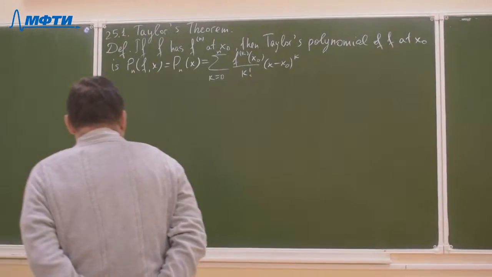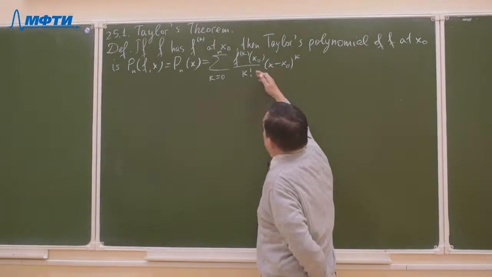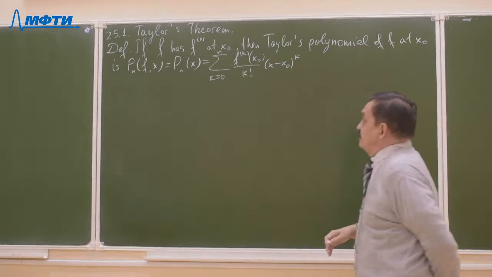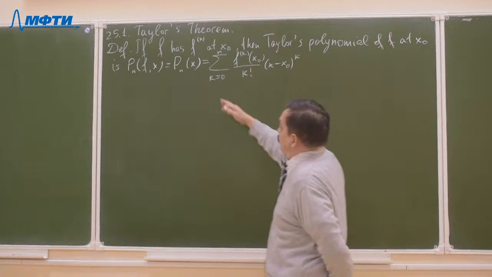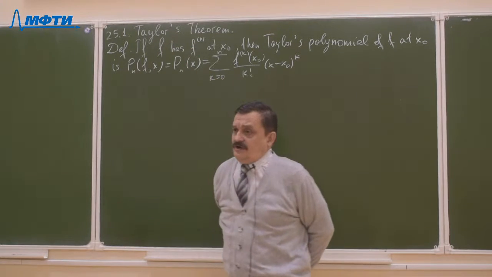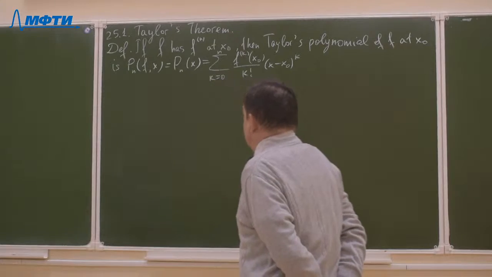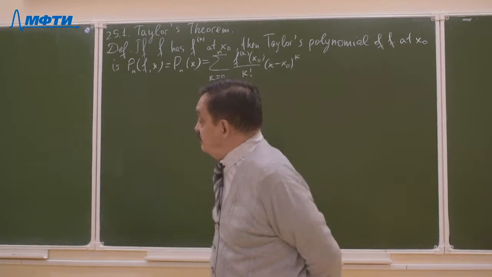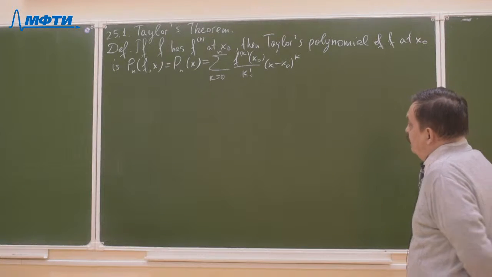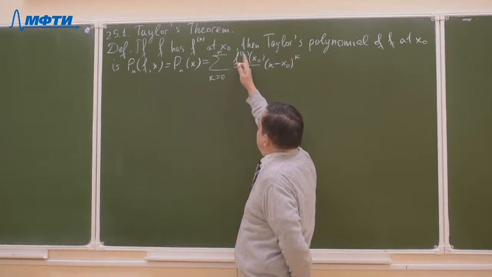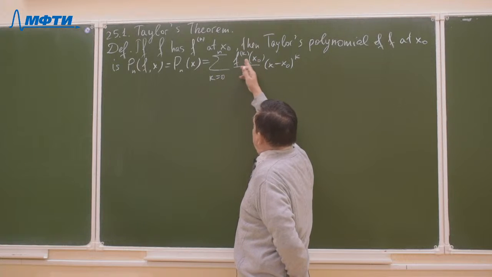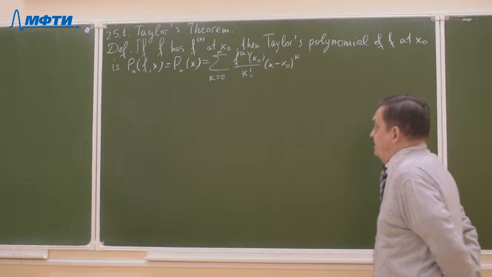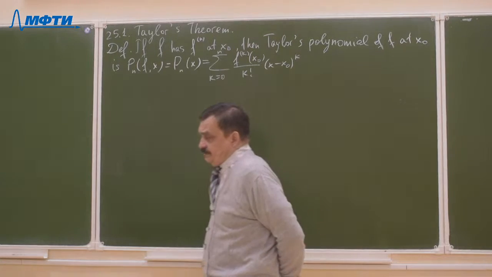So, how is it constructed? Once you have the nth derivative at x naught, then of course you have all derivatives of orders up to n minus 1 in a neighborhood of x naught, otherwise you cannot define the nth derivative. So all derivatives are well defined at the point x naught, and we construct such a polynomial.